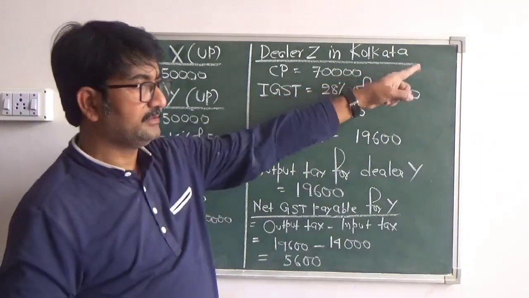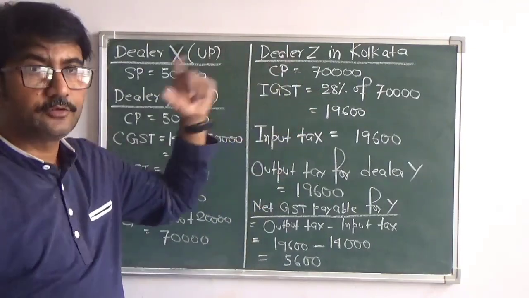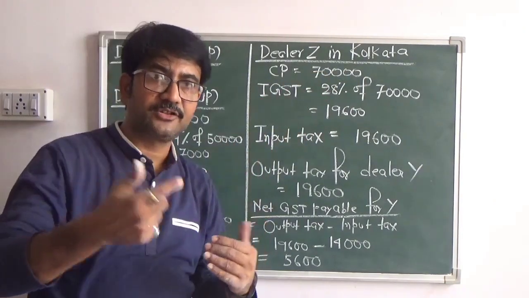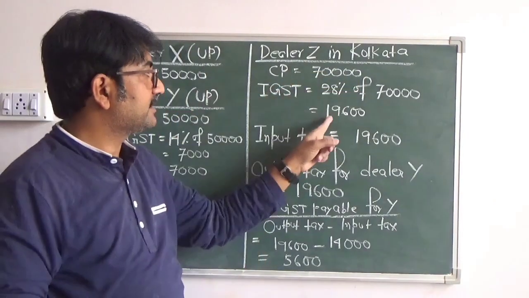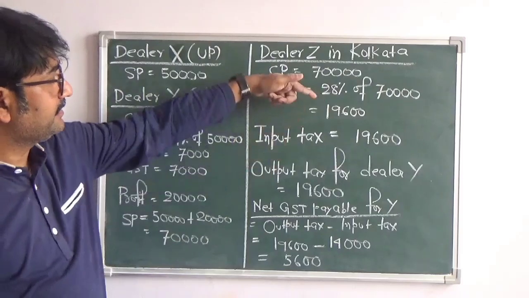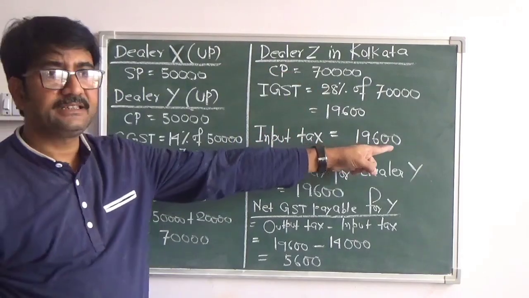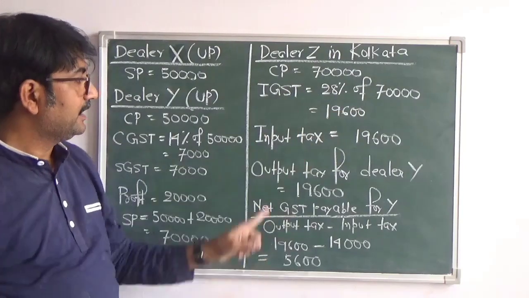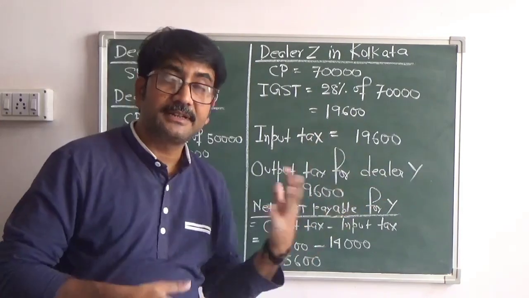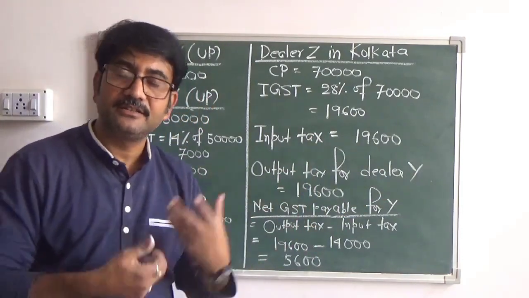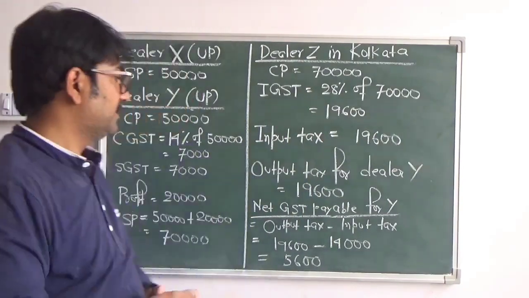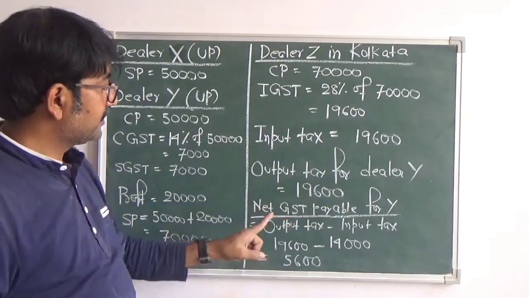Now for the dealer Z in Kolkata, the cost price is equivalent to the selling price of dealer Y, that is 70,000. Since it is from one state to another state, IGST is applicable, so it is 28% of 70,000, coming to 19,600. Now the output tax for dealer Y, that means the tax dealer Y collected, is the same as the tax paid by dealer Z in Kolkata. So the output tax for dealer Y is the same as the input tax for dealer Z. So it is 19,600.